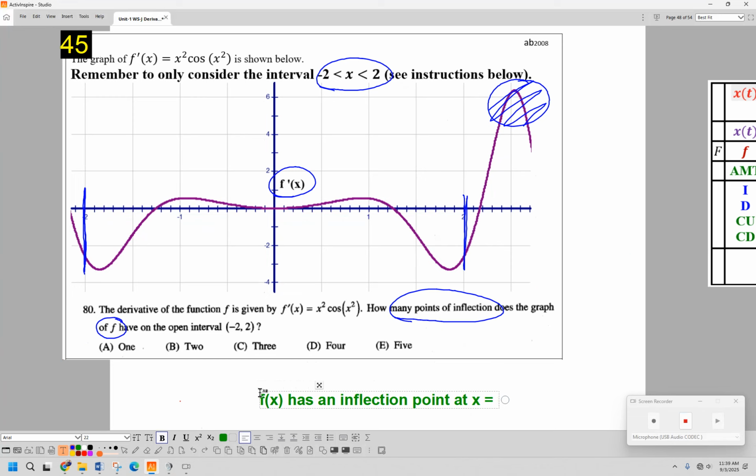Thank you, Seth. Let's go, Ty. Negative 1.8. Nicely done.